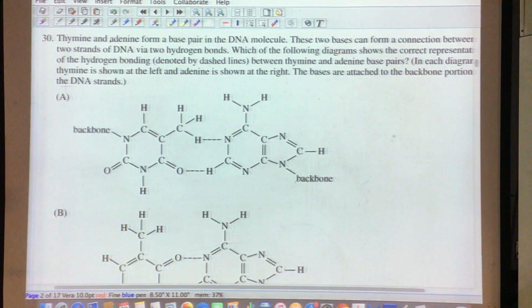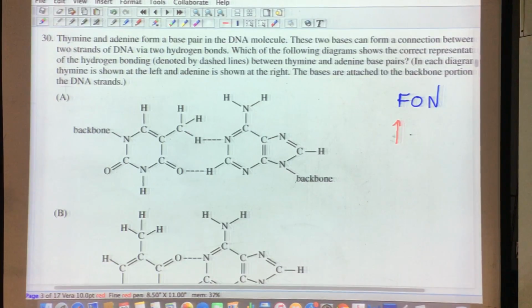All right, now listen. H bonding, for the millionth and one time, only happens with FON. Following H bonding. Now why? These guys are electronegative enough. They're the most electronegative atoms. They have the greatest effective nuclear charge for their atoms and their sizes.